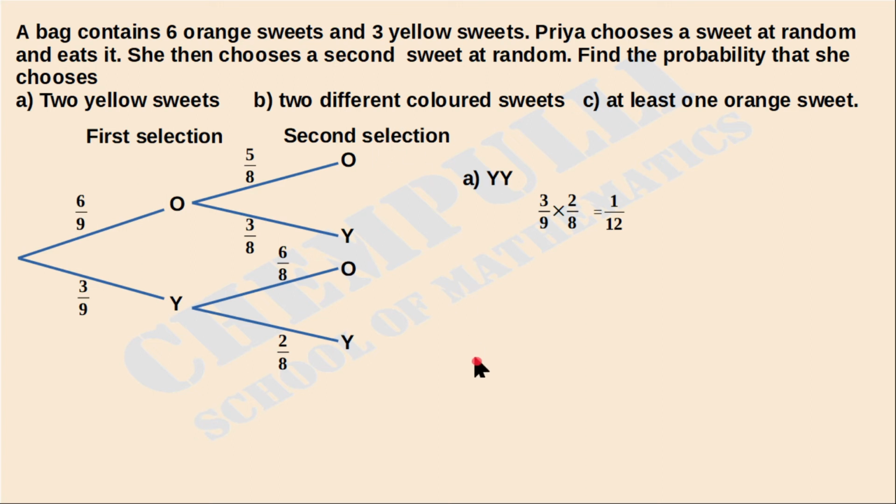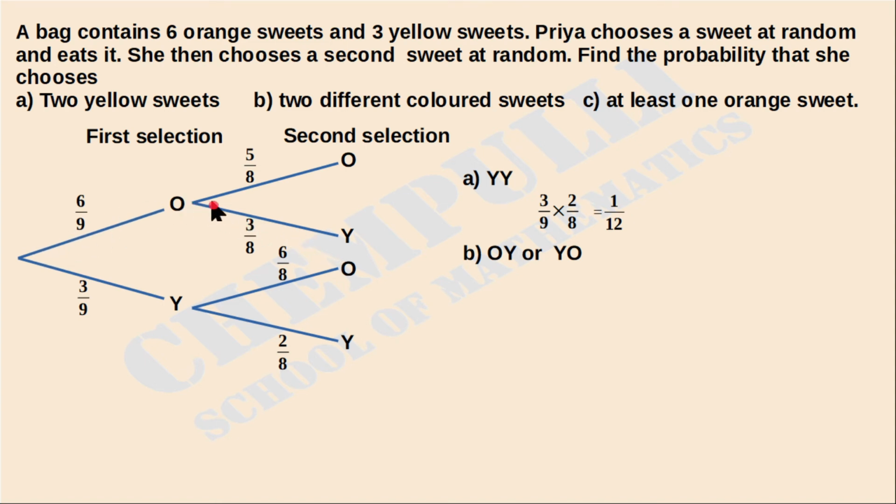That means we can write like this. OY. OY means first seed orange, second seed yellow. Or what is the other possibility? First seed yellow and second seed orange. Okay, these are the possibilities. First we can check this one. OY. First seed orange and second seed yellow. That means this is the branch.